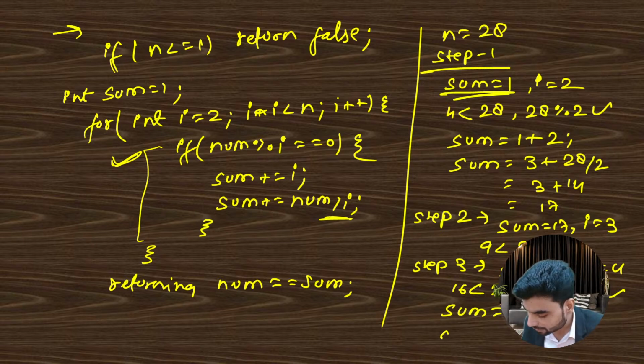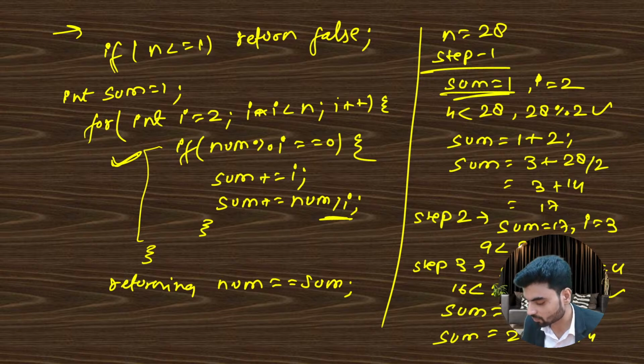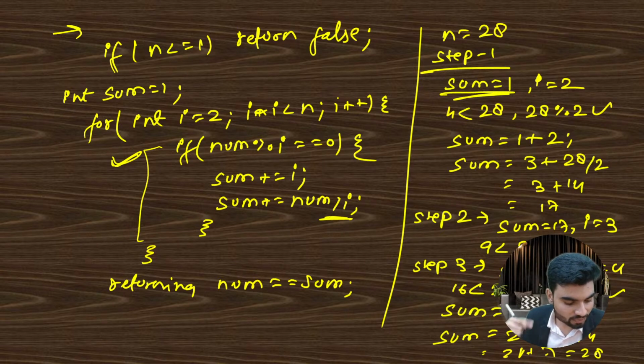So now here we can add in the sum itself again. The sum of this will be 21 plus 28 divided by 4, which means 7. So now 21 plus 7. This becomes 28. Again, the value of I will be increased by 1. So now the value of I will become 5. The square of 5 is 25, which is less than 28. Yes or no? Again, 5 cannot divide 28, which means this condition will not work. Again, I plus plus, I becomes 6.